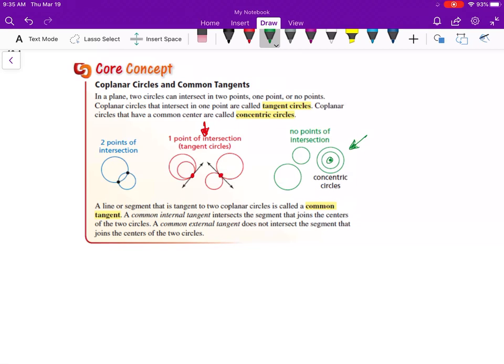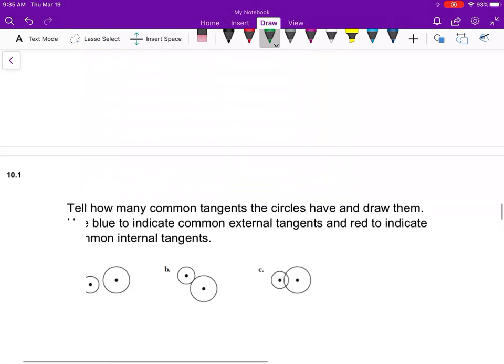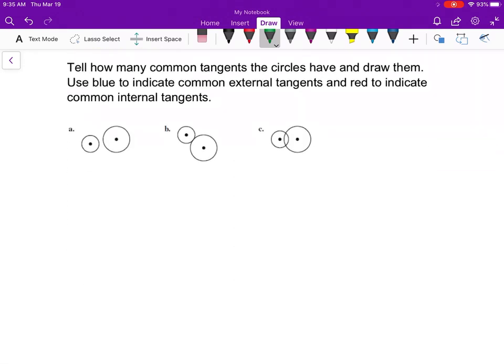Okay, so we have these three different types of circles: two points of intersection, one point of intersection, and no points of intersection. So, A, B, and C. Tell how many common tangents the circles have and draw them. Use blue to indicate common external tangents and red to indicate common internal tangents.